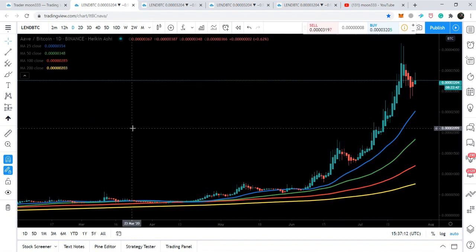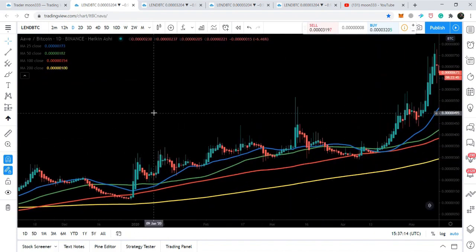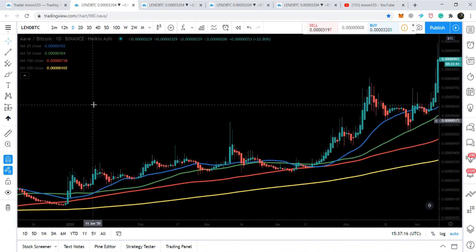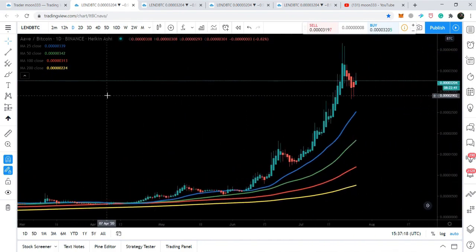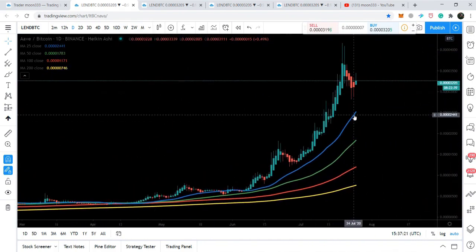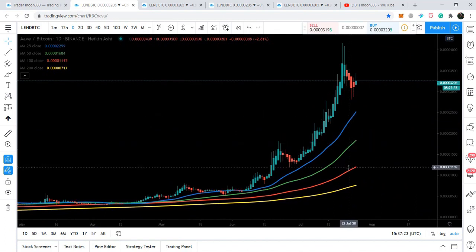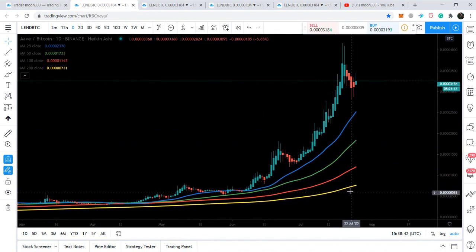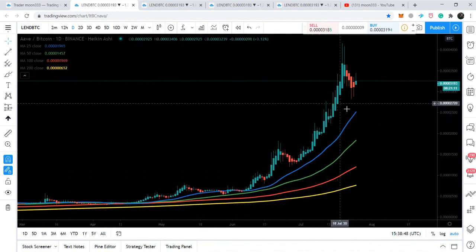If we try to find when this open alligator mouth was formed, we have the smallest time period moving average above all, then a bigger one, and then a bigger one, and the biggest time period moving average, the 200 simple moving average, below all these simple moving averages. So this is called an open alligator mouth by the simple moving averages.